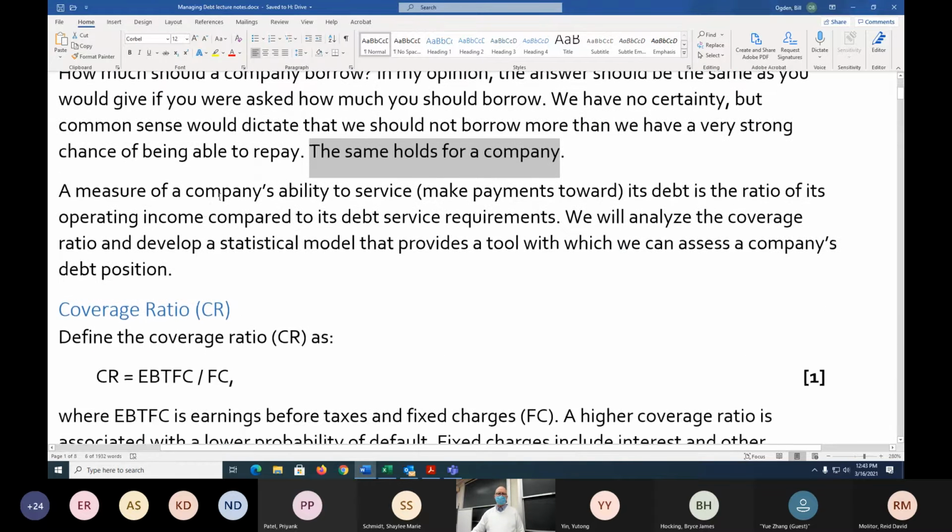A measure of the company's ability to service, and you'll see the word debt service. What is debt service? Making payments toward debt. How many kinds of payments do you have? Interest and principal, right? Most of the companies we're dealing with here borrow via bonds. So how do bonds work? Interest, interest, interest, then at maturity, principal and interest. So you only pay principal one time.